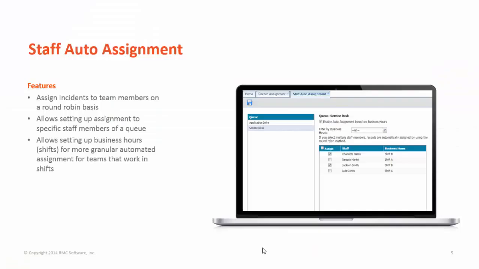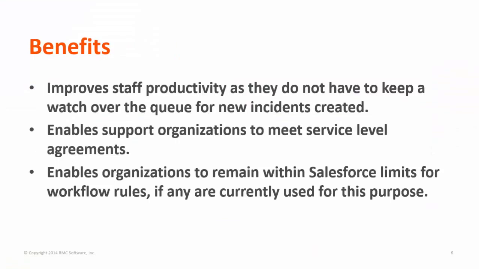We'll allow the system a minute or so to assign the incidents to the appropriate queue and staff. Meanwhile, let's look at the benefits. Assignment automation ensures that your staff does not have to keep a watch over their queues for new incidents created. The system automatically does this. As incidents and service requests are assigned to queue and staff within minutes, staff are better able to meet service level agreements. Some organizations use workflow rules to achieve similar automation. However, there are limits to the number of workflow rules that an organization can have. This feature allows organizations to get away from workflow rules and use those limits for other purposes.